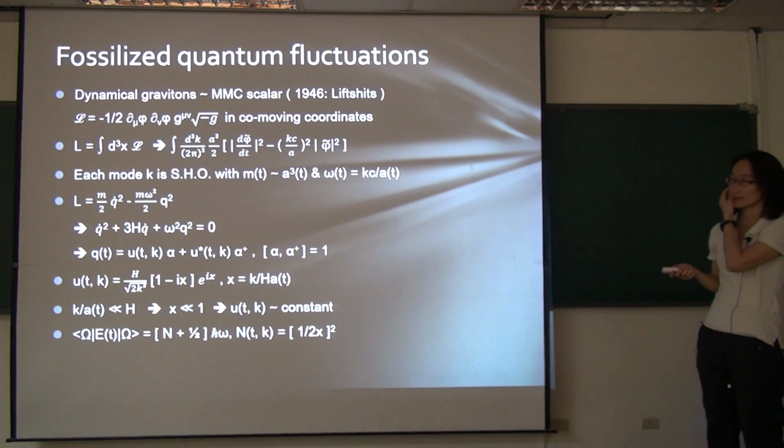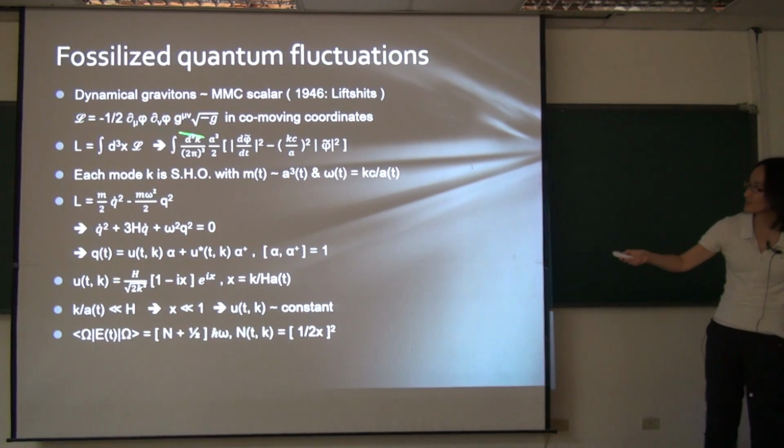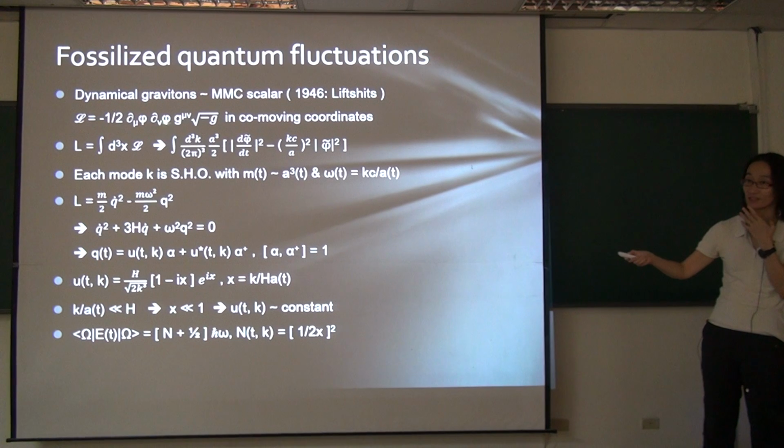What does minimally coupled mean here? Oh, it's just this term. Minimally coupled means you don't couple to the metric. If you have an R phi squared term, then it's non-minimally coupled. So what I mean is you have this kind of term.